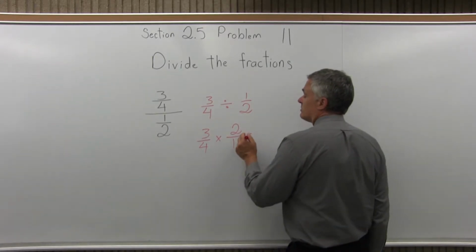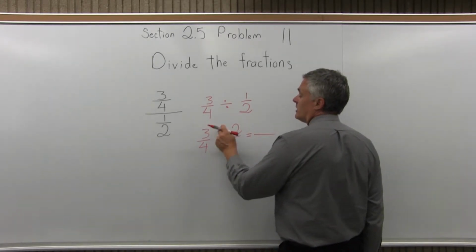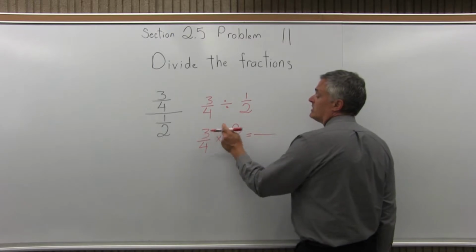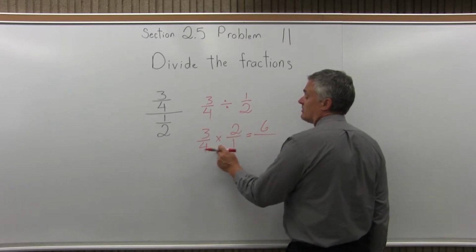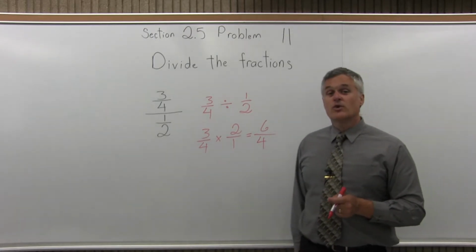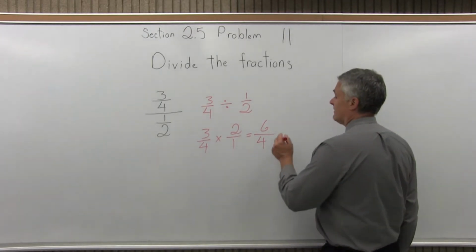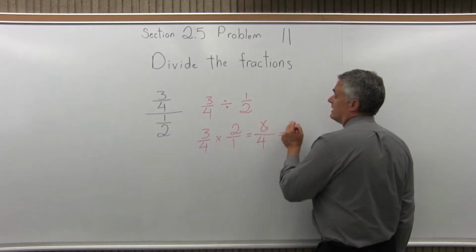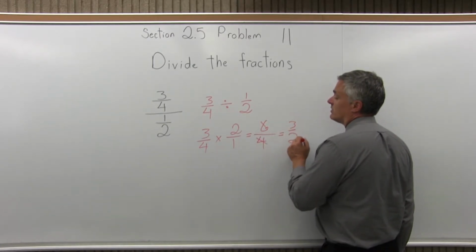So now I can multiply across the top, numerator times numerator. 3 times 2 is 6, and then denominator times denominator. 4 times 1 is 4. 6 over 4 will reduce. Notice they're both even. Half of 6 is 3, and half of 4 is 2. So it's 3 over 2.